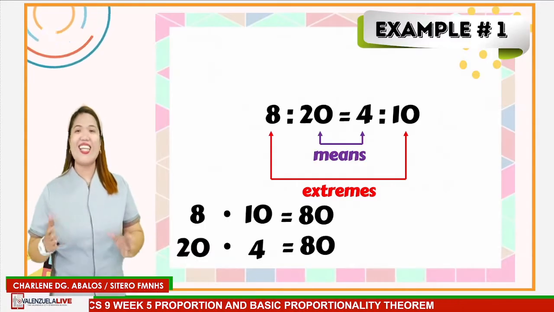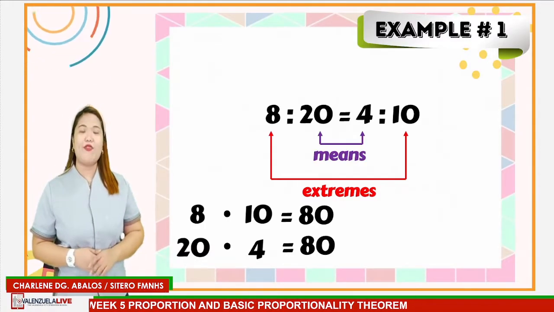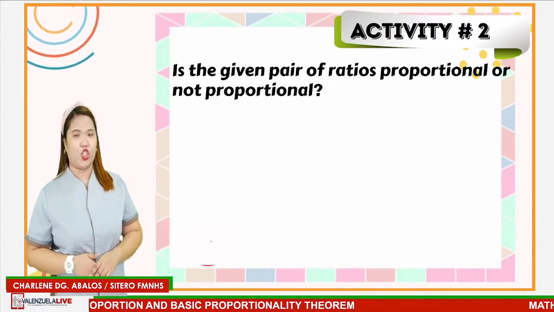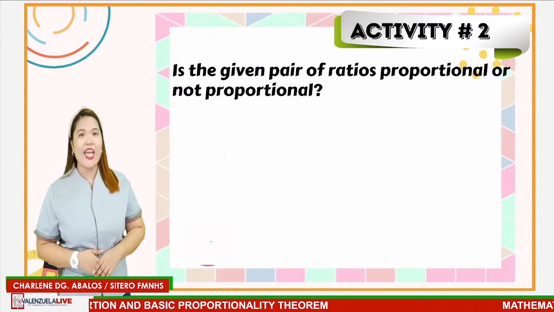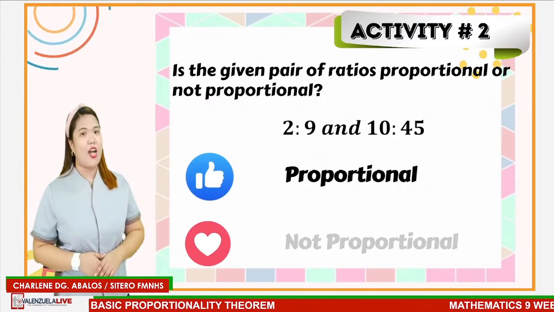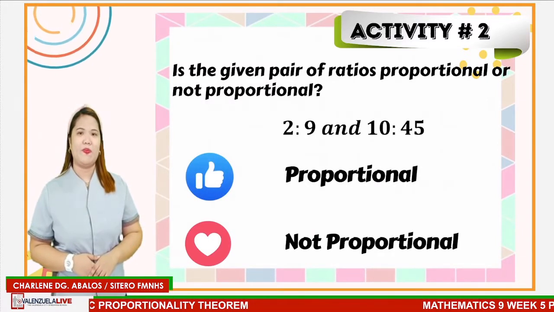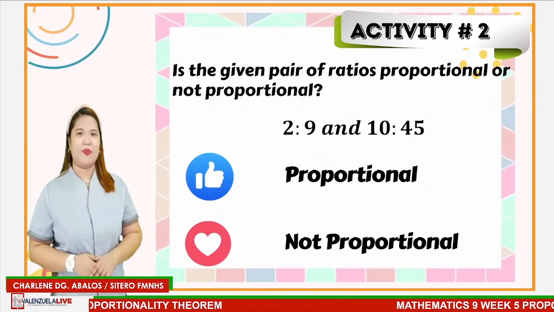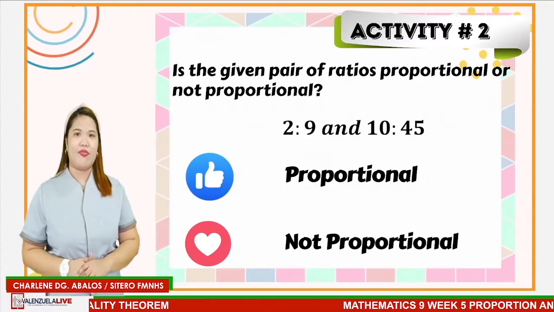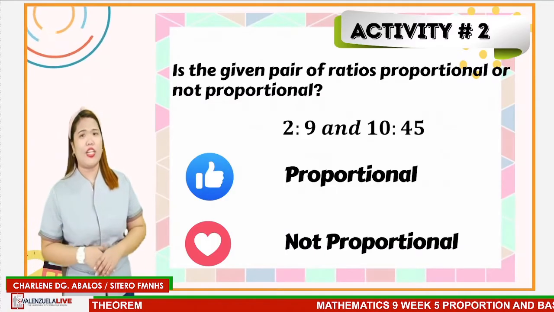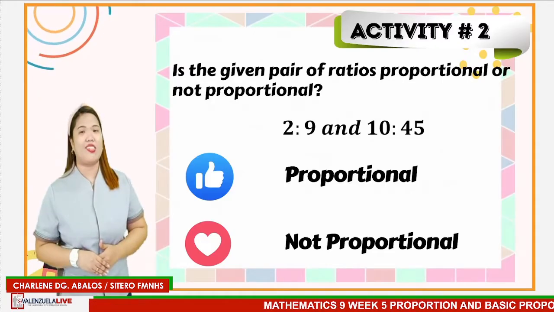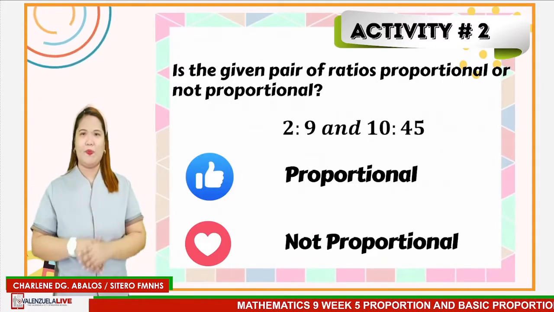Alright, let's test your understanding if the given pair of ratios are proportional or not proportional. Click like if it is proportional, and click heart if it is not proportional. Number 1. 2 is to 9 as 10 is to 45. Is it proportional or not? Click like if it is proportional, and heart if it is not proportional. Go.